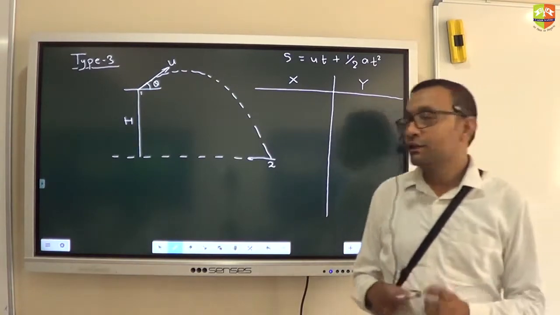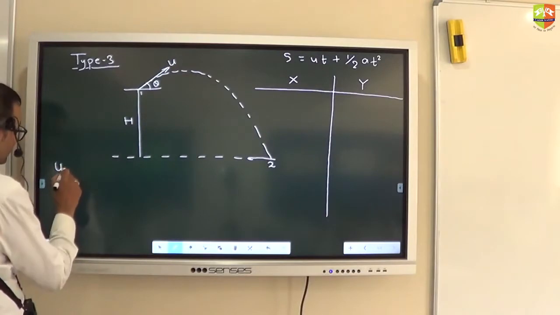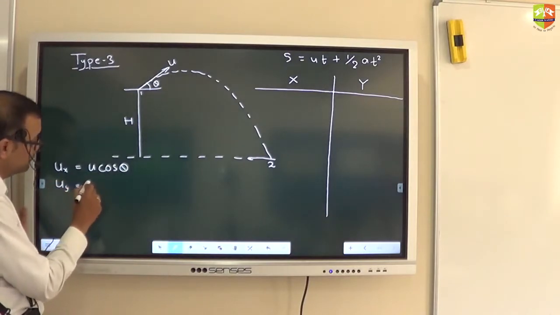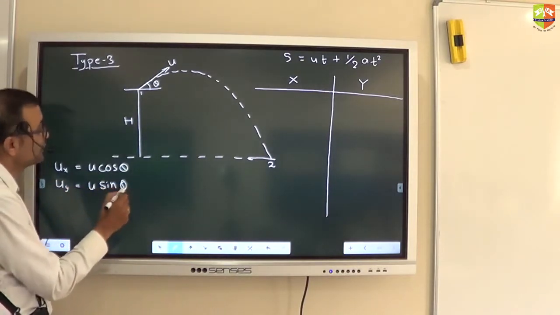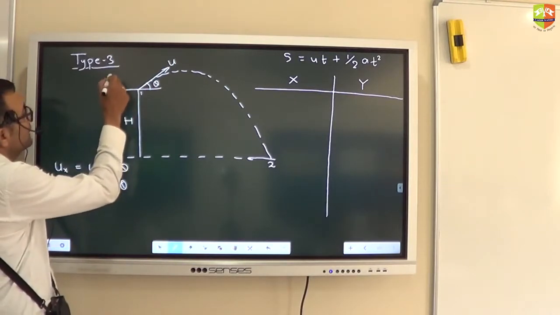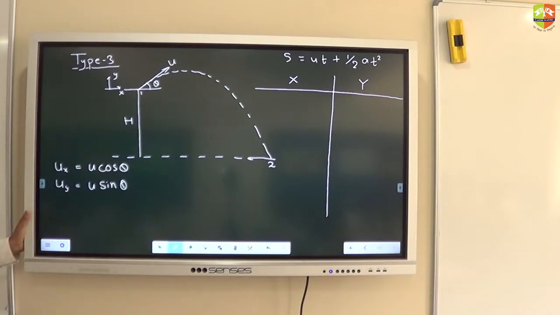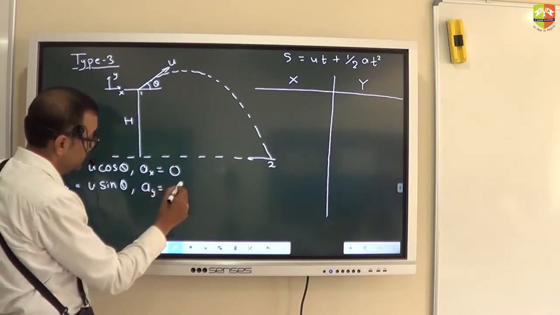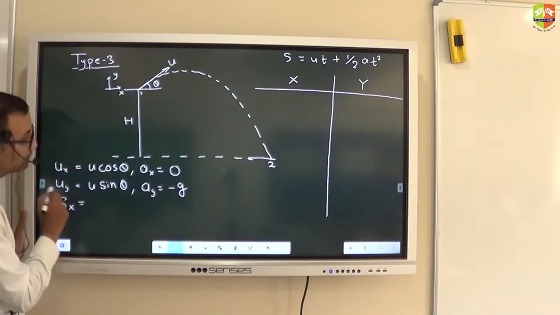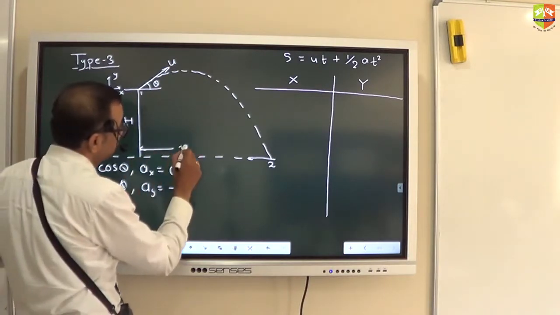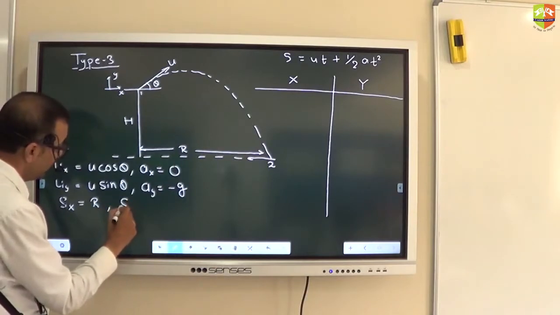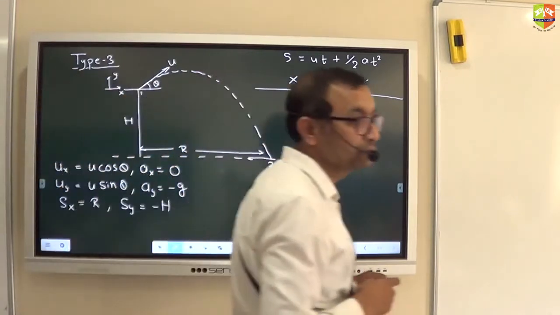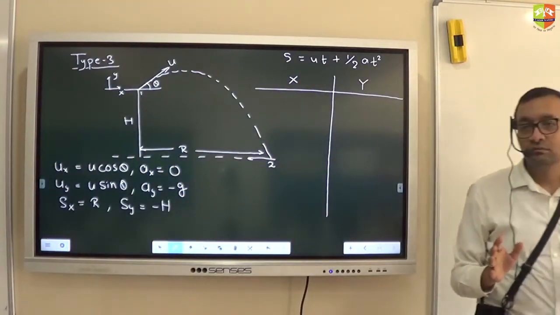Alright, so tell me, initial velocity along the x-axis is what? U cos theta. Along the y-axis? U sin theta. I am taking this as my x and that as my y-axis. Yes or no? And acceleration along the x-axis? 0. Along the y-axis? Displacement along the x-axis? You can take r if this is r. Along the y-axis? Minus h. Yes or no? Any doubt in this?